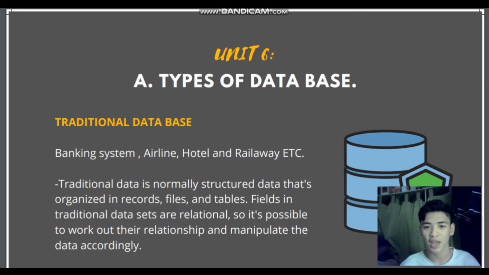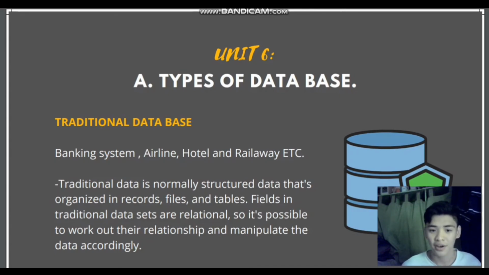For the first type of database, number 1, traditional database. It says that traditional data is normally structured data that is organized in records, files, and tables. Fields in traditional data sets are relational, so it's possible to work out the relationship and manipulate the data accordingly. In short, traditional databases are centralized data used to store and maintain the data in a fixed format or fields in a file. So what are the specific places and uses of traditional database?